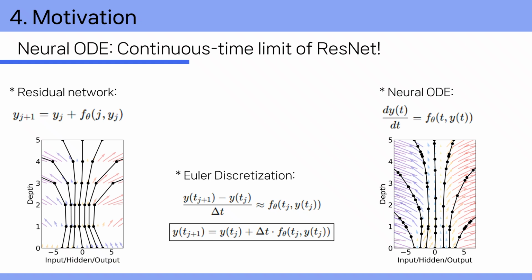Let's recall the formulation of the residual network, where f theta represents the residual block. Now think about the neural ODE formulation. If we discretize the neural ODE using Euler's method, we can recover the residual block formulation exactly. This observation shows that neural ODEs are the continuous time limit of residual networks. And once we see this connection, it naturally prompts us to explore other links between differential equations and modern neural network architectures.